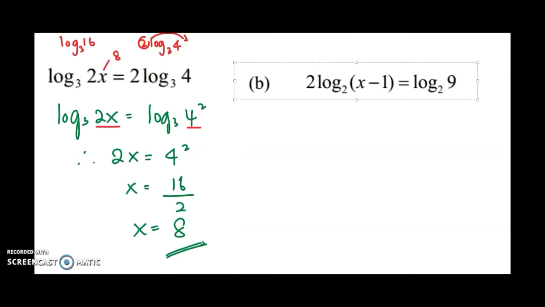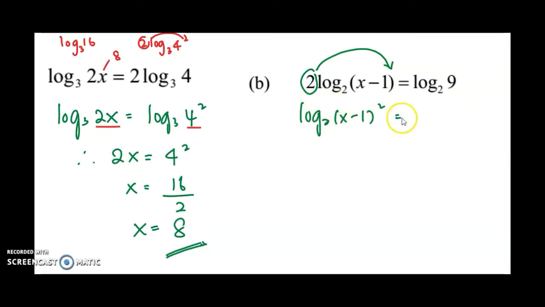For the next example, compared to the question just now, we have a single log at the left hand side and a single log at the right hand side. The same thing happens in example B. I got a single log at both sides, but again you can see that the coefficient of the left hand side log is not equal to 1. So again, I will apply the laws of log. The third law of log will bring the 2 to become the power, then it will become like this. The right hand side will remain the same.